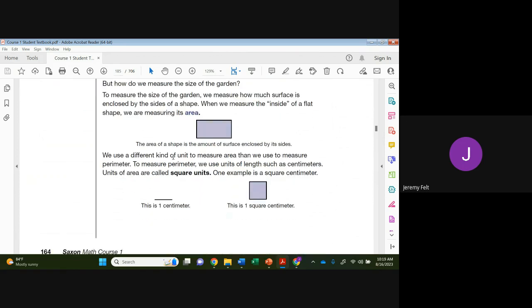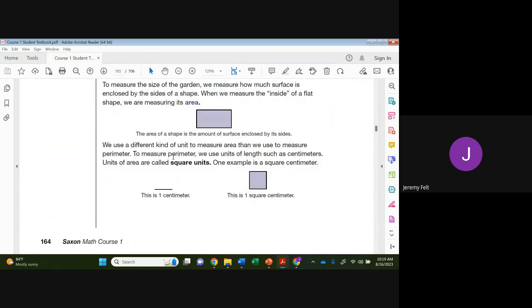For perimeter, we just add up all of the sides. When we're finding the area, we multiply length times width. That's a pretty simple one to remember. It should be on your reference sheet.